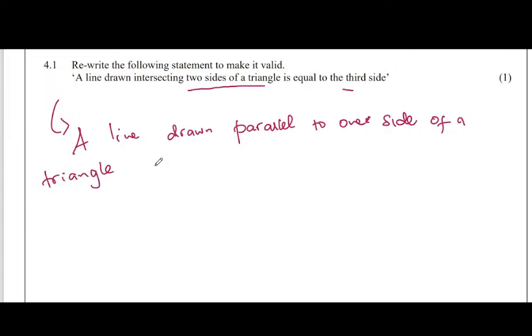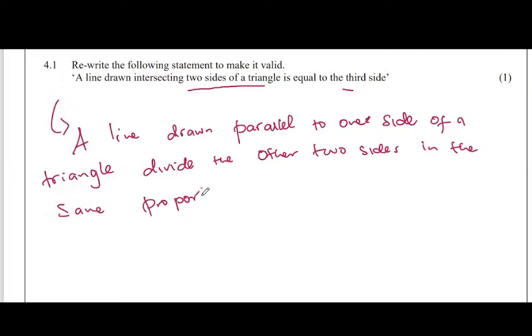The one side of a triangle, that line must divide the other two sides within the same proportion. So that is how the writing was meant to be done. So now the statement is valid because the line intersecting two sides of a triangle is equal to the third side. So a line drawn parallel to one side of a triangle will divide the other two sides within the same sort of proportion.